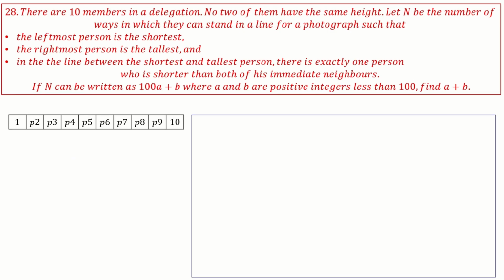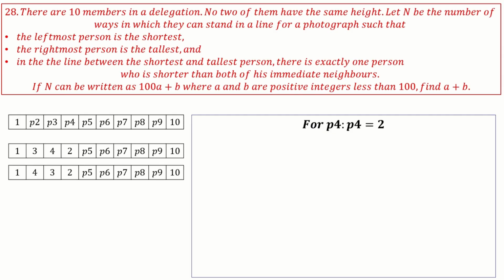Now for position P4, it can have either 2 or 3 or other numbers, but let's see P4 equal to 2. If P4 is 2, then P2 and P3 can have any two persons, because whichever way you choose, both will be taller than P4. You can have 3 4 or 4 3, or 7 8 or 8 7, anything. But whatever two persons you take, you can place them in two ways, either the 3 4 way or the 4 3 way.